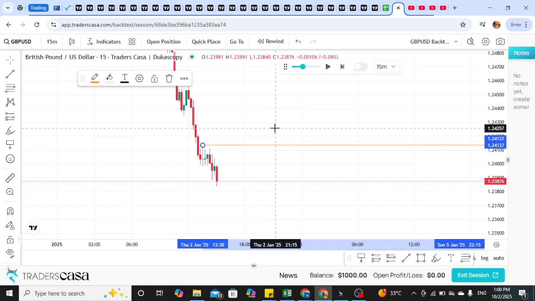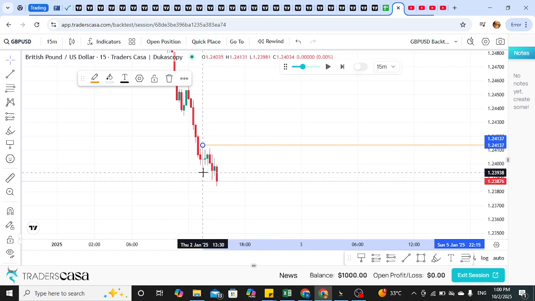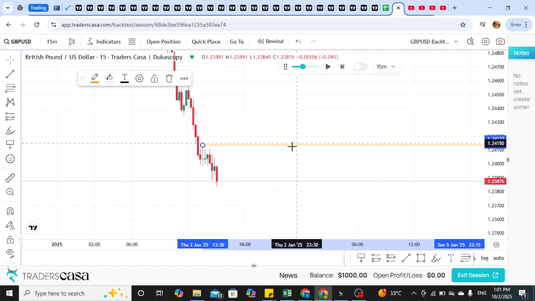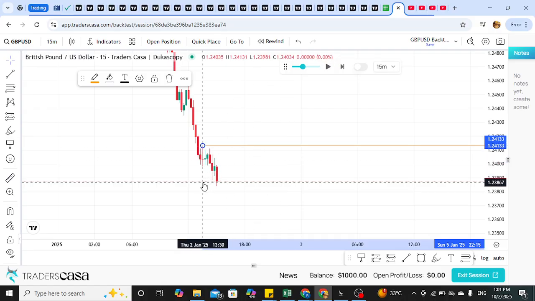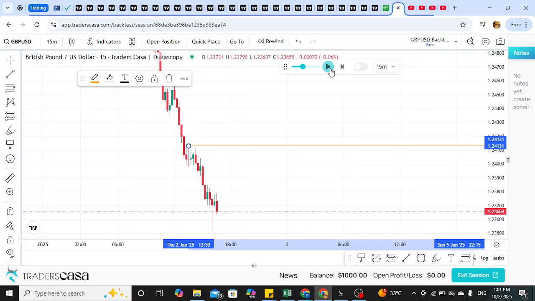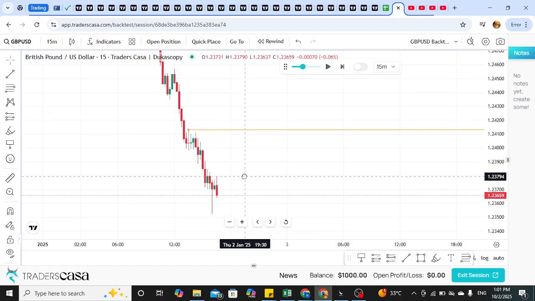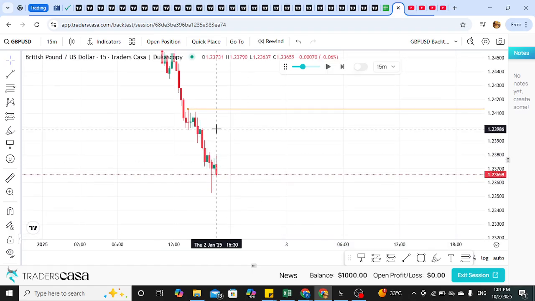Okay, let's move on. 13.1. Okay, let's continue. Let's see if we have a pullback. No, we don't. We're still with the same pullback. There is no other pullback.